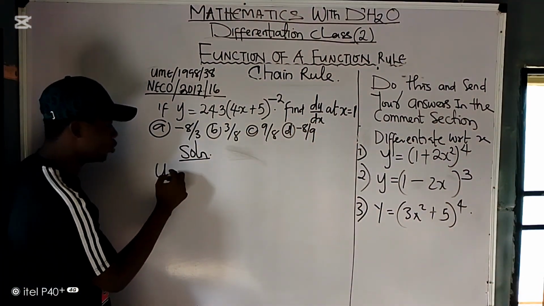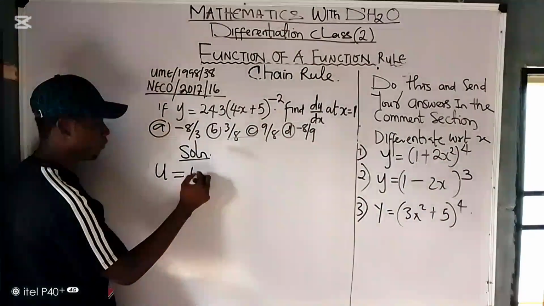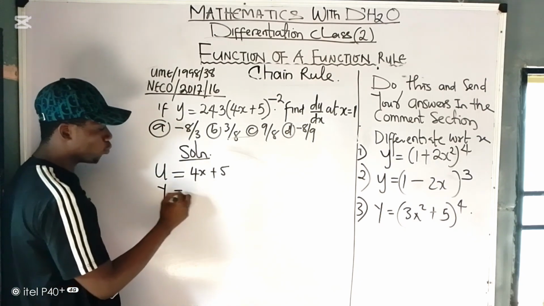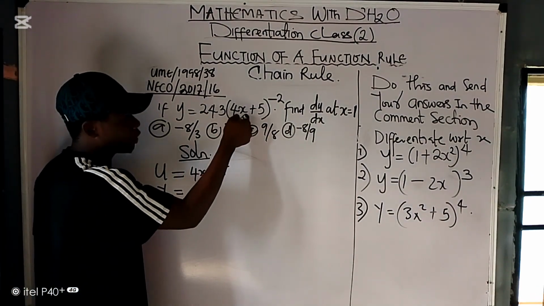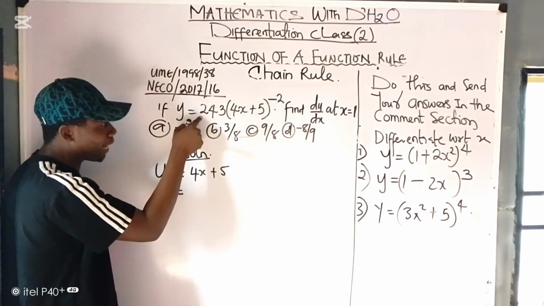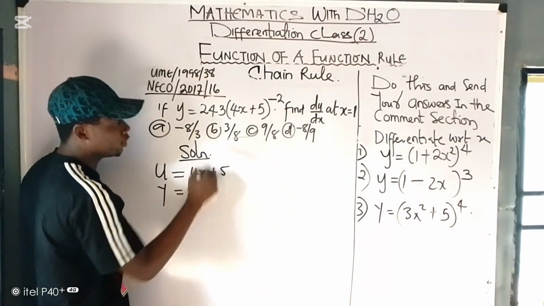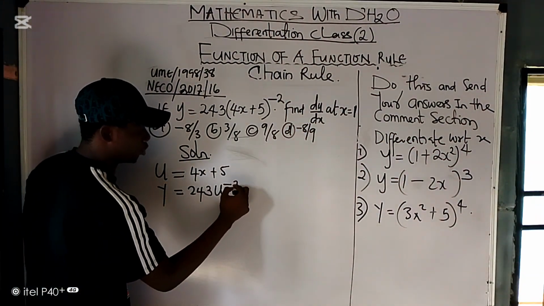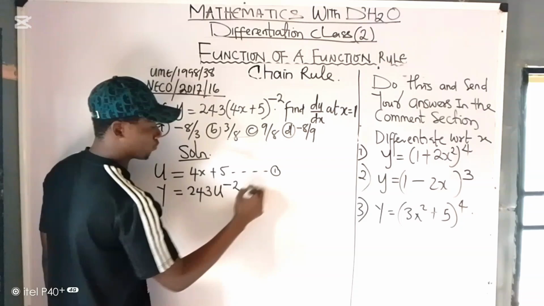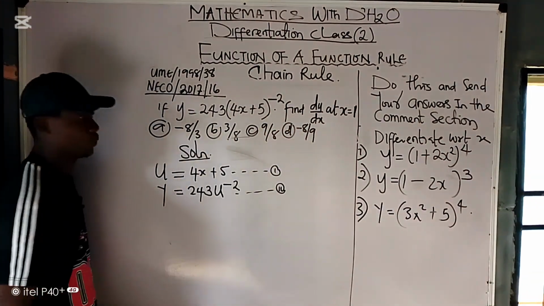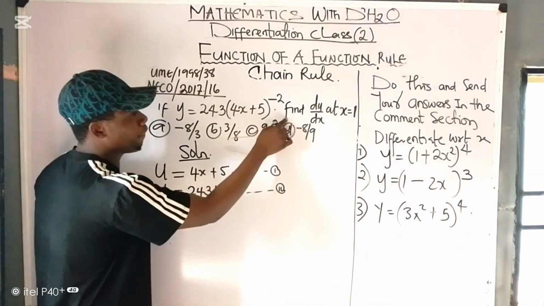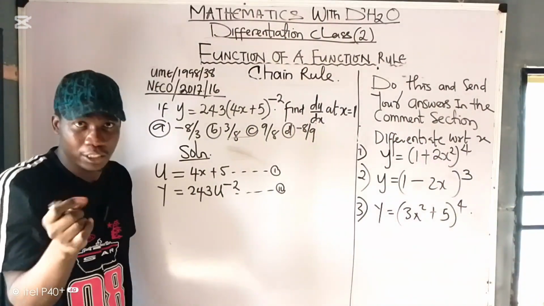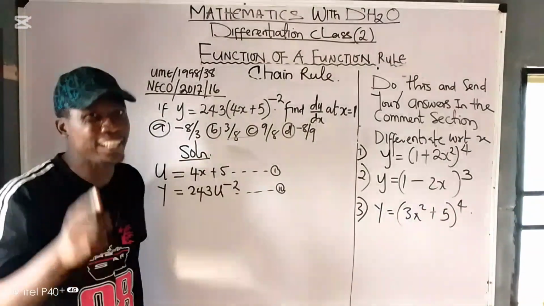I've told you what to do. You simply say u is equal to everything here. So 4x plus 5. Did you get? So your y now will no longer be 243 bracket 4x plus 5 raised to the power minus 2. Your y will now become what? 243, remember that this one becomes u. So u raised to the power of what? Minus 2. And we call this equation 1. Why we call this equation what? Equation 2. If y is equal to this, find dy over dx at x equals what? 1. Meaning when you are done differentiating, substitute x as 1 to get your final answer.